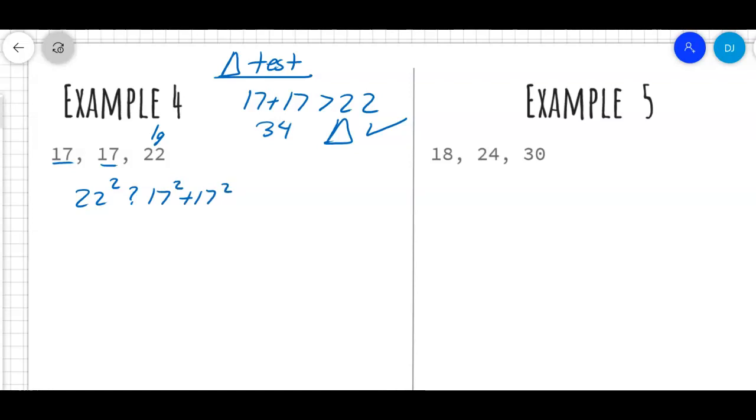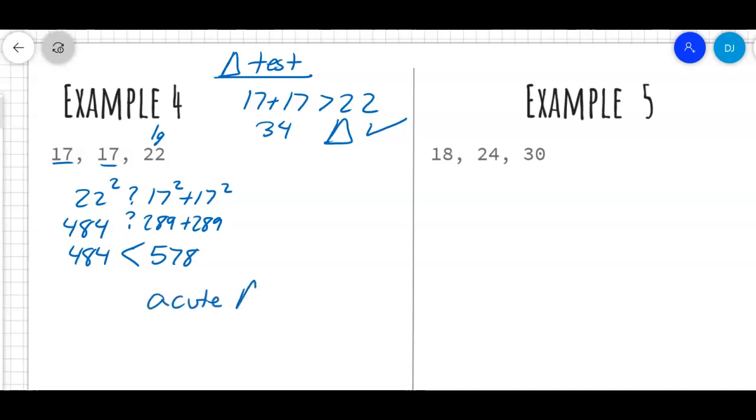Okay, so 17 squared is going to give us 289 plus 289. 22 squared is 484. Adding those two together, we end up with 578. And on this side is 484. This is definitely smaller than 578. So what we can assume is since it's less than, this is going to be a little acute triangle. Woohoo!